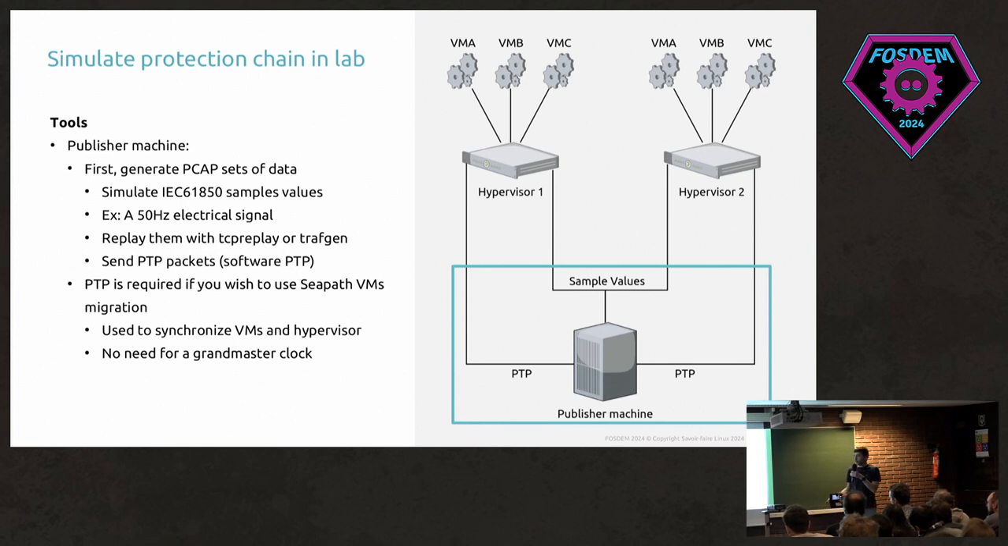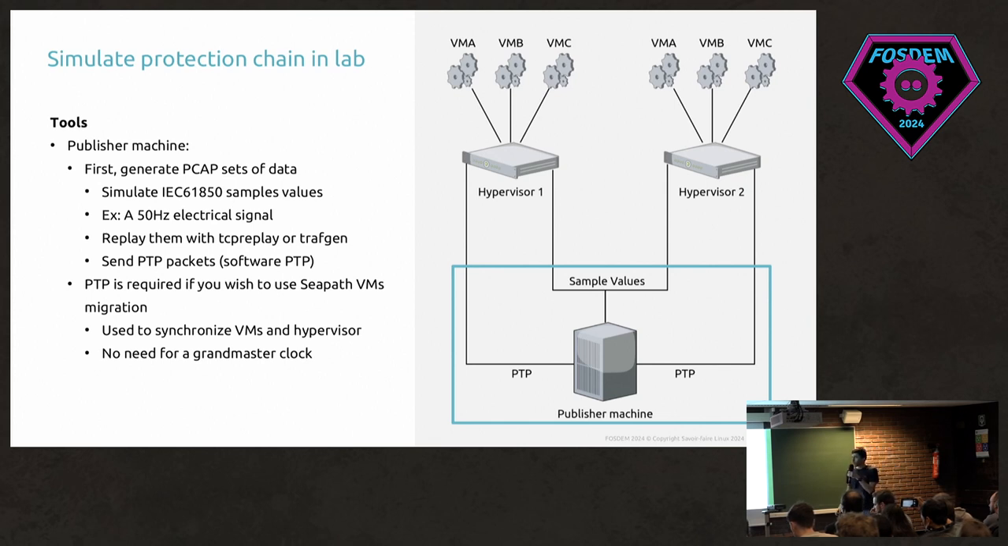So what tools did we use to do that? First, on the publisher machine, we use the PCAP format. This is a very ideal format because we can reproduce some traffic generation. For example, we can reproduce what could happen on an electricity infrastructure, such as a 50 hertz electrical signal. And then we replay them with some tools. Here, I use TCP replay to send these packets with the pacing we want.